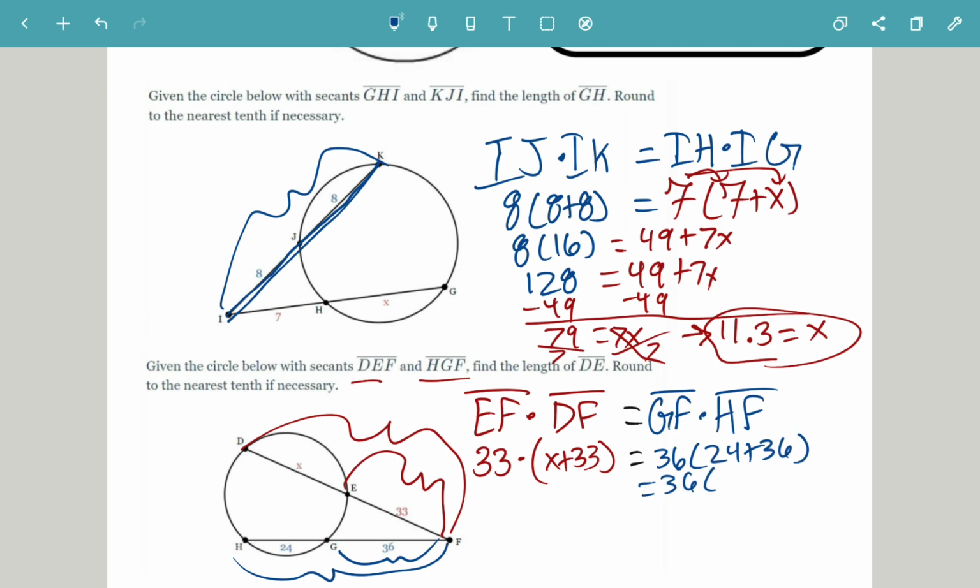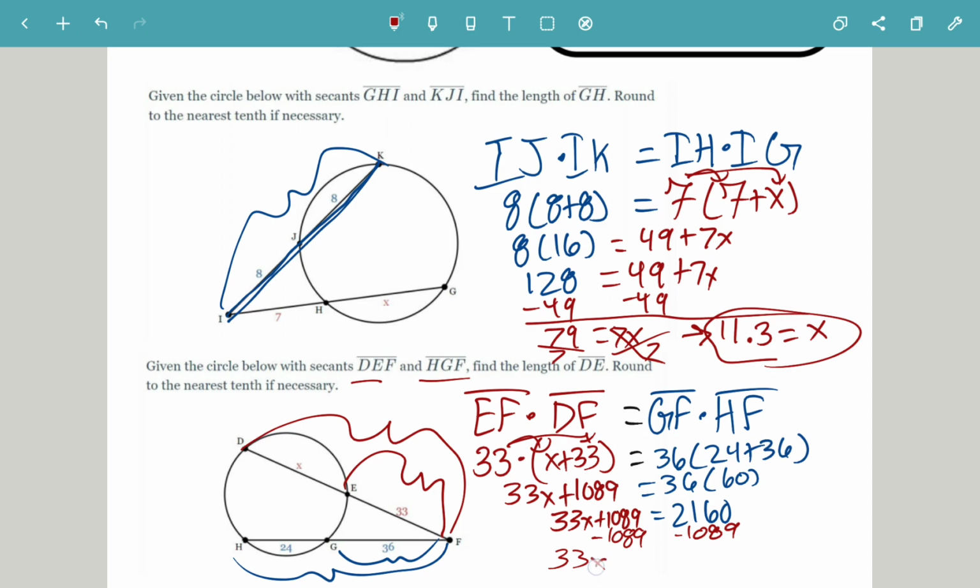This becomes 36 times 60, which is 2,160. Now on the left, we have to distribute that 33. So 33 times 33, we get 33x plus 1,089. Now we subtract 1,089 from both sides.